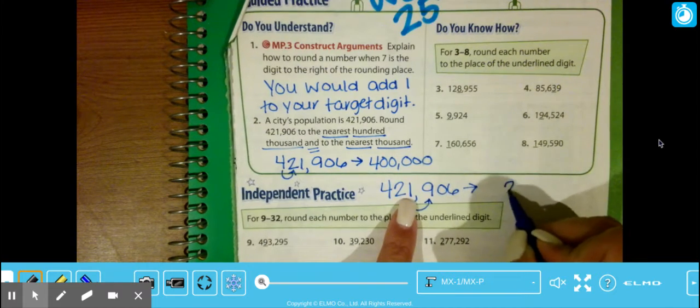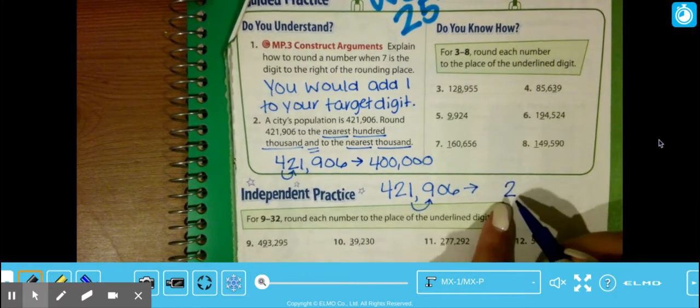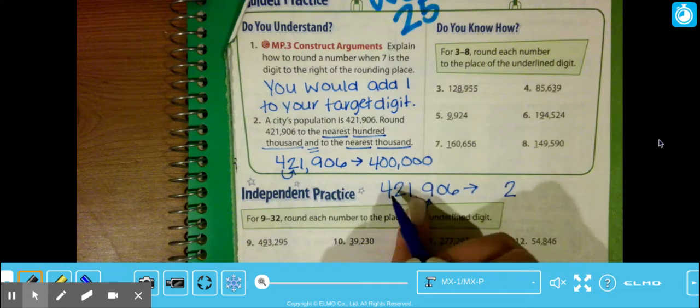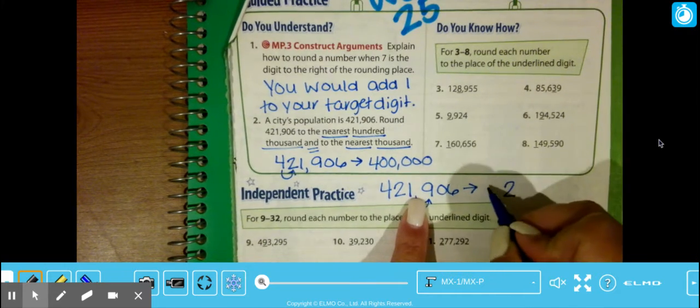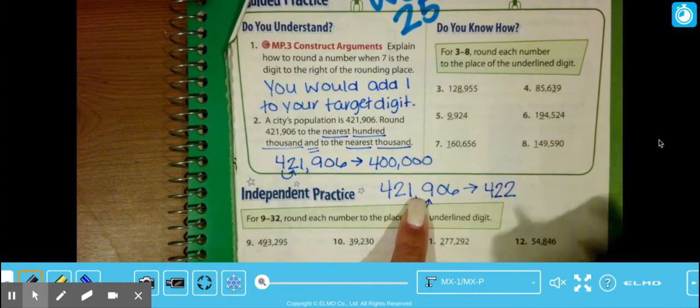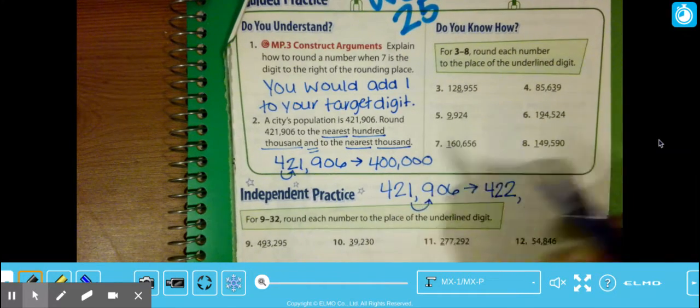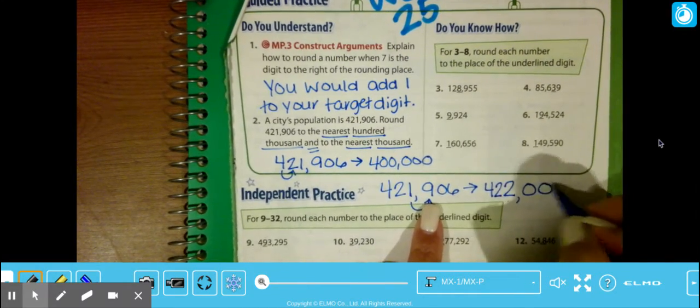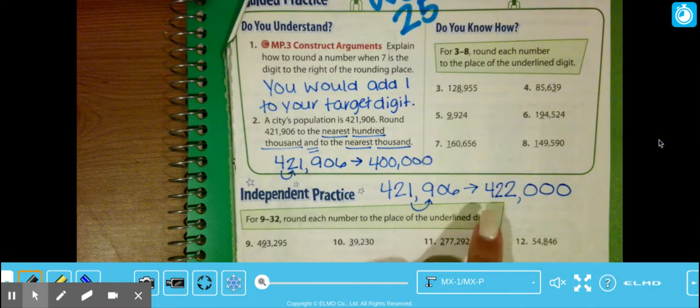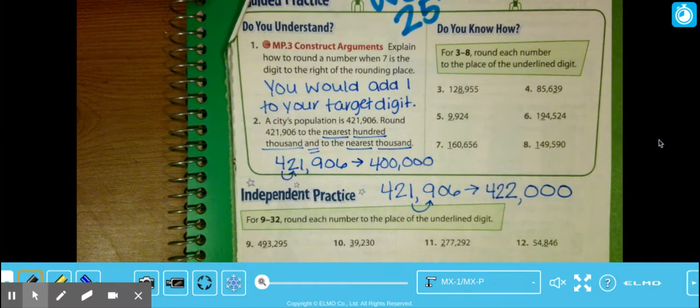Sometimes I actually like to just write it right away. Then anything before my target digit, the 4 and the 2, is going to stay the same. And anything after my target digit is going to turn into a 0. So I need 3 zeros. So when I round to the nearest 1,000, I'm going to get 422,000.